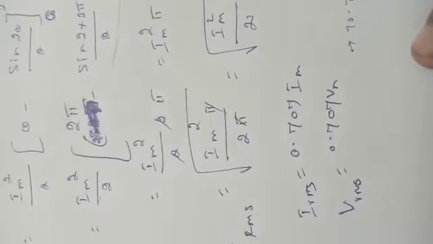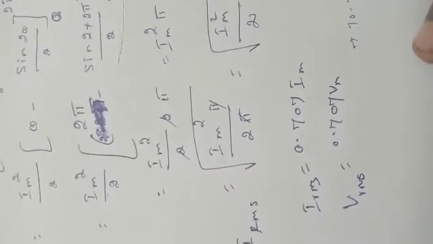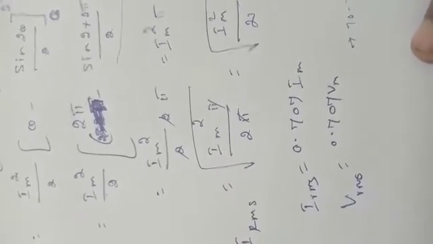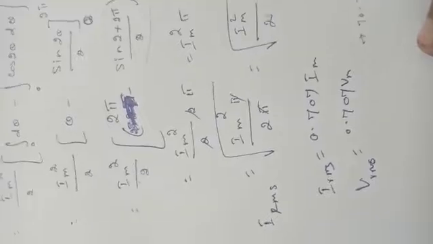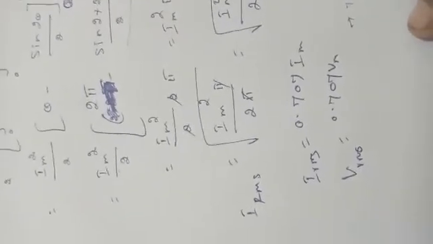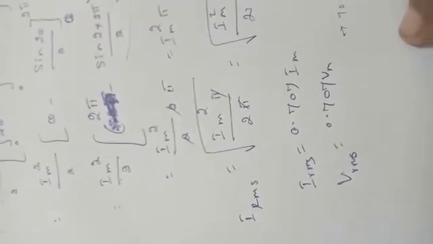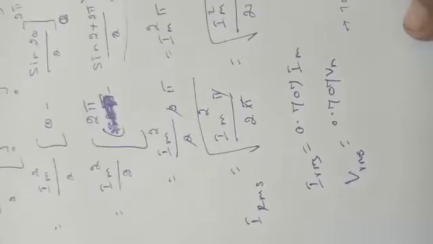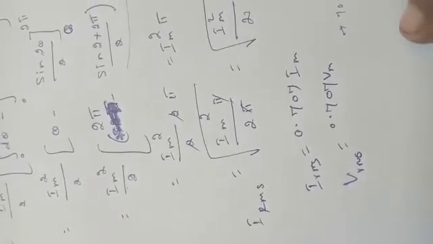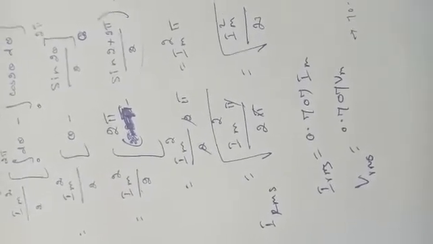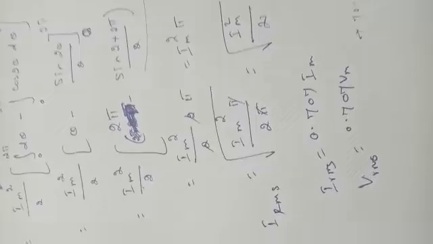So I RMS is equal to 0.707 Im, and VRMS is equal to 0.707 Vm. This is the RMS value of AC. For a symmetrical sinusoidal current, the RMS value of current is 70.7% of its peak value.